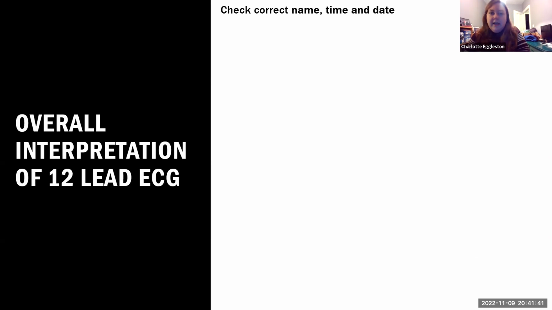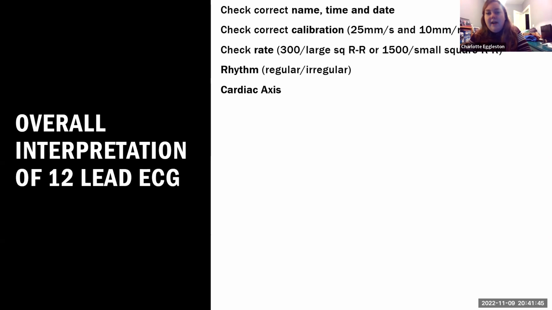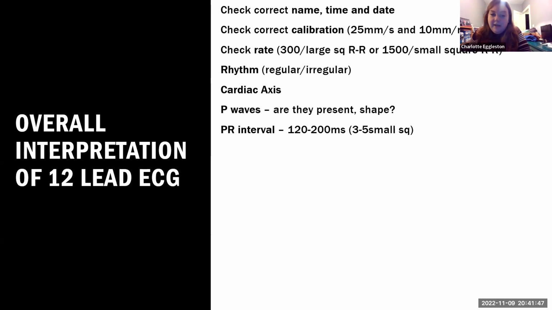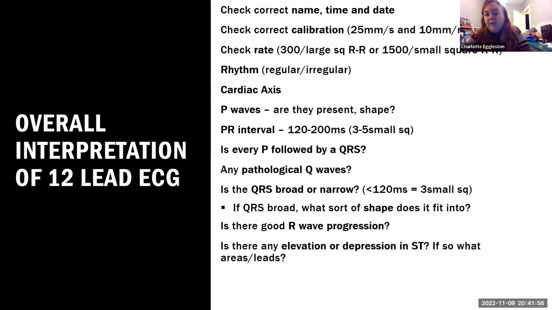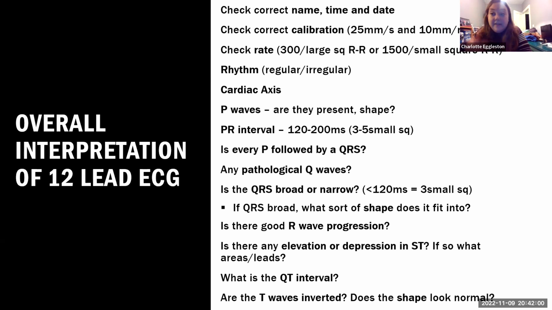So in summary there, as I said, we've done the time and the date, the calibration, rate, rhythm, axis, P waves, are they there, PR interval, is every P followed by a QRS, pathological Q waves, QRS broad or narrow, good R wave progression, ST changes, QT interval, and T waves, which is quite an intense first session.